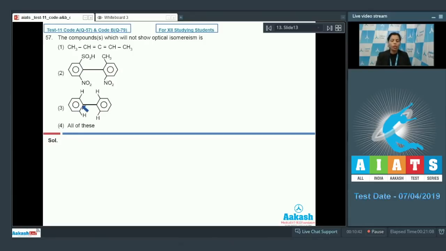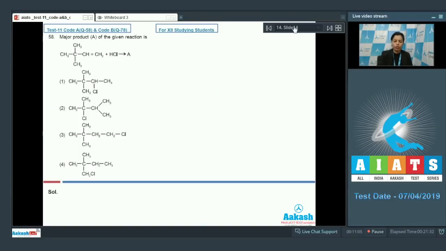If you look at option number 3, you will see that this complex has a plane of symmetry, and on the basis of this, it is not able to show optical isomerism. While options 1 and 2 are showing optical isomerism, and that's why I'll choose option 3 as my correct answer. After this, we have question number 58.